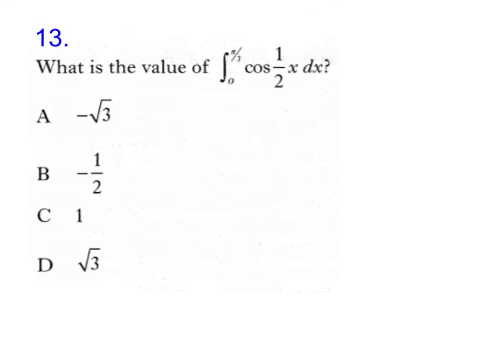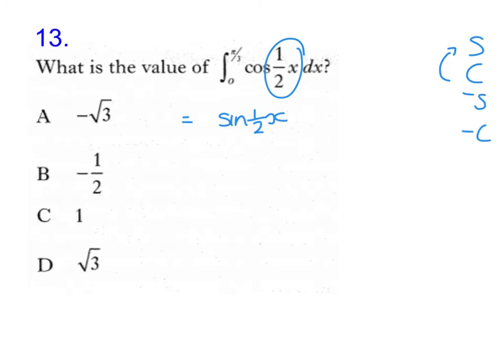Okay, so we're being asked to integrate this. So my trick for integration is I write sine, cos, minus cos at the side. When you integrate cos, it becomes sine. So this becomes sine a half x. And then you have to divide by what you get when you differentiate that. So we're dividing by a half. Now remember, dividing by 1/2 is the same as times by 2 over 1. So it's the same as times by 2. So this becomes 2 sine 1/2 x.